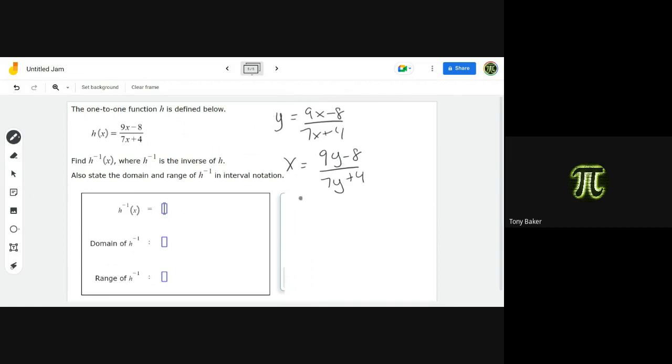So let's go about doing this. What's the first thing we should try? Yeah, let's get rid of my denominator. So I have x times 7y plus 4 equals 9y minus 8. Okay, next step. What do I want to try next?